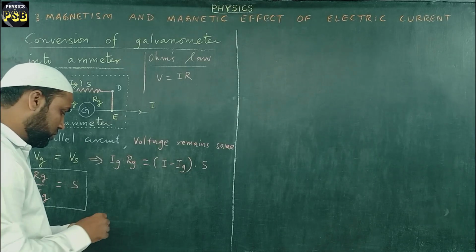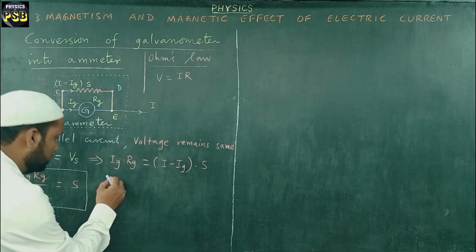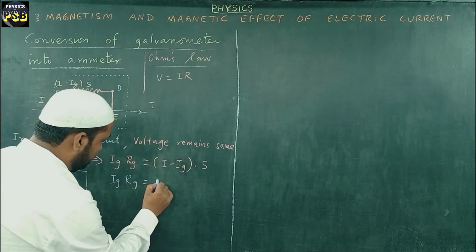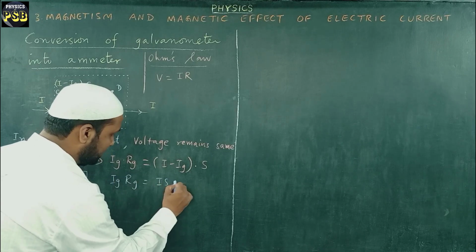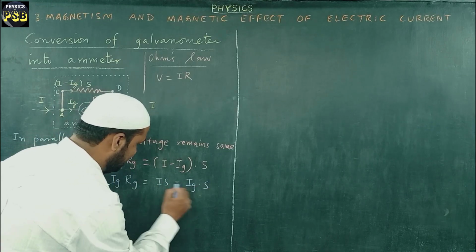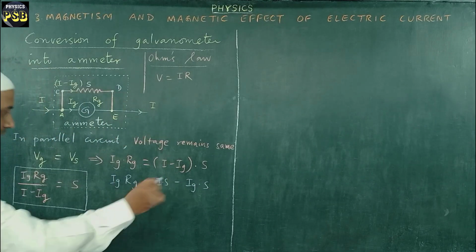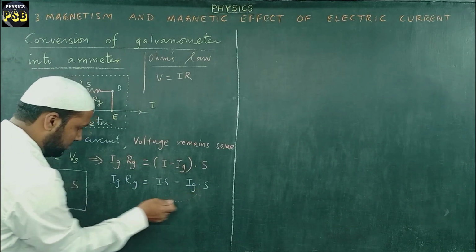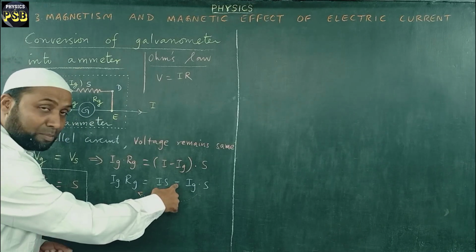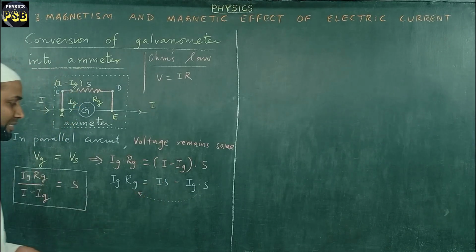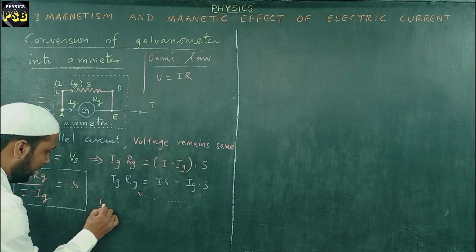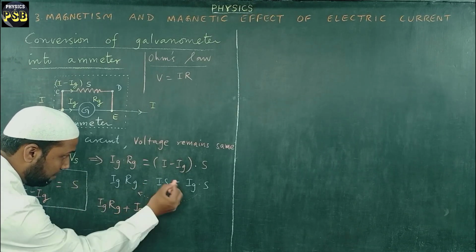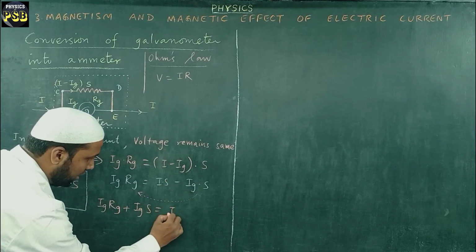Similarly, from this expression, Ig value can be obtained. What I have to do for that is multiply I with each term. So I get I multiplied with S, similarly Ig multiplied with S. Then this term is taken to this side. It has a minus sign, so it will become plus. Ig multiplied with Rg plus Ig multiplied with S equals I multiplied with S.